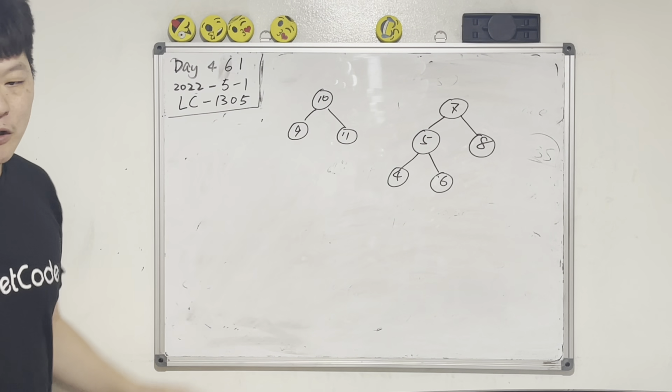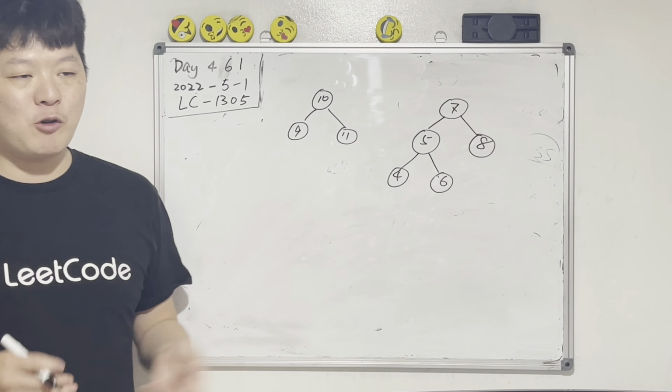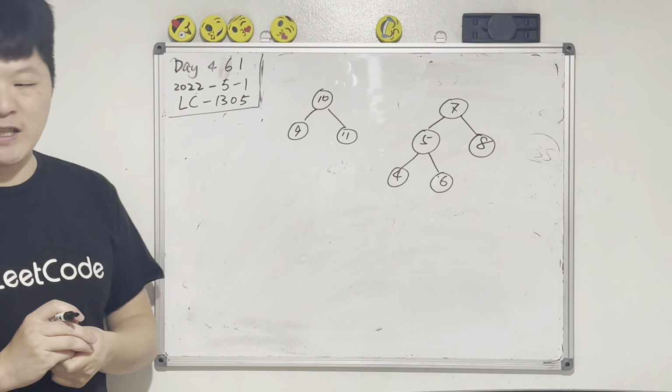Okay, so that's good. So what kind of tree traversal gives this sorted list? What order would it be? In order. In order is what? We visit the left tree, and then we visit the current node, and then we visit the right tree, right?